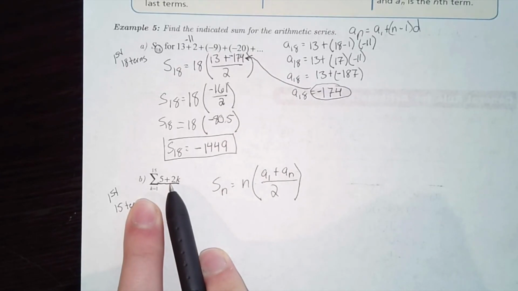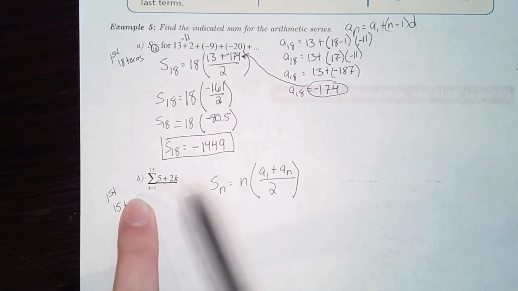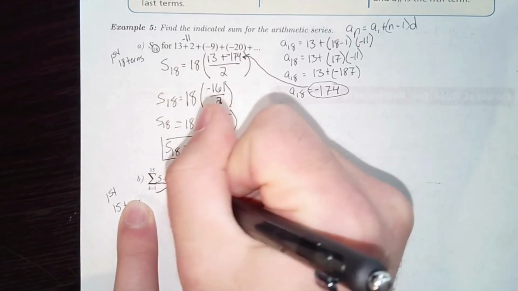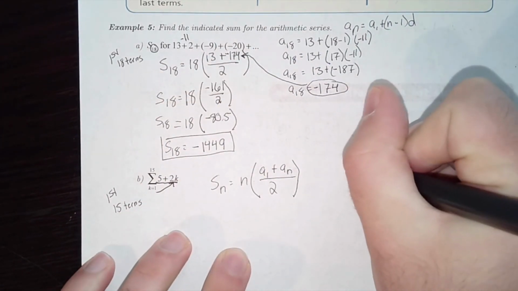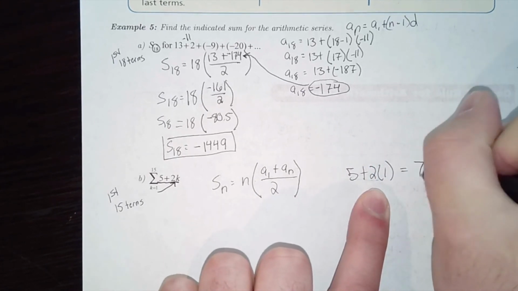I won't need to go back and use what we did on the front, because they're giving me an explicit formula right here. So to find my first term, I just need to plug in 1, because that's the number on the bottom. I'm going to plug 1 in for k, off to the side here. So 5 plus 2 times 1. 2 times 1 is 2, plus the 5 gives me 7.